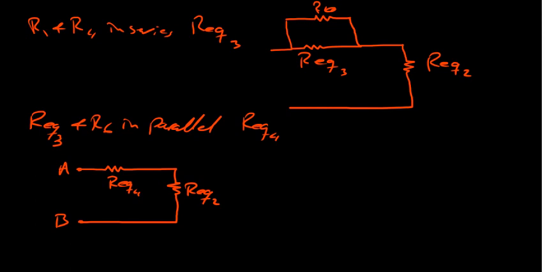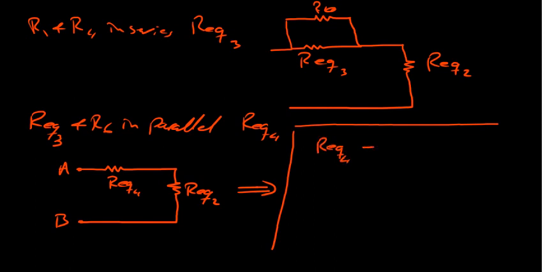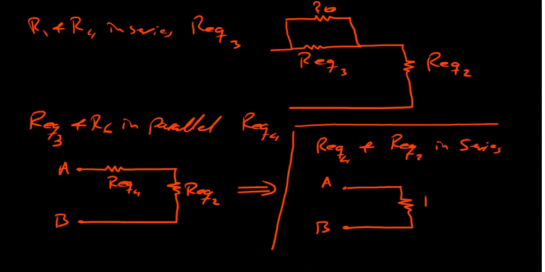And you can see now we end with two resistors. I can just draw here the last bit, where R equivalent 4 and R equivalent 2 are in series. That will give me the total R equivalent. Here's point A, that's point B, and this is our R equivalent total for the whole thing.